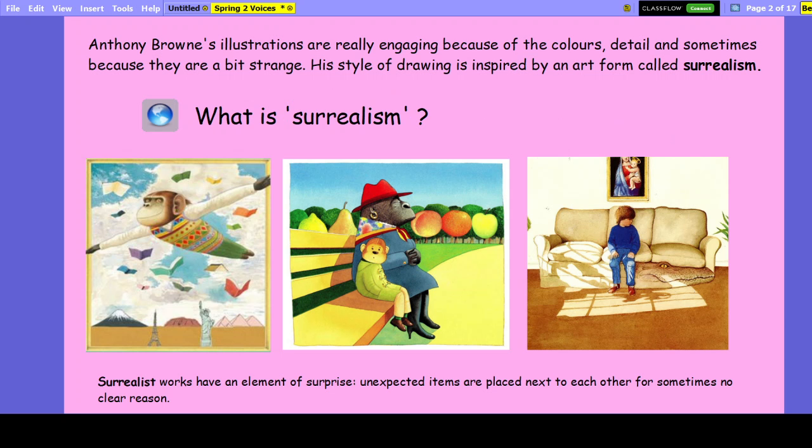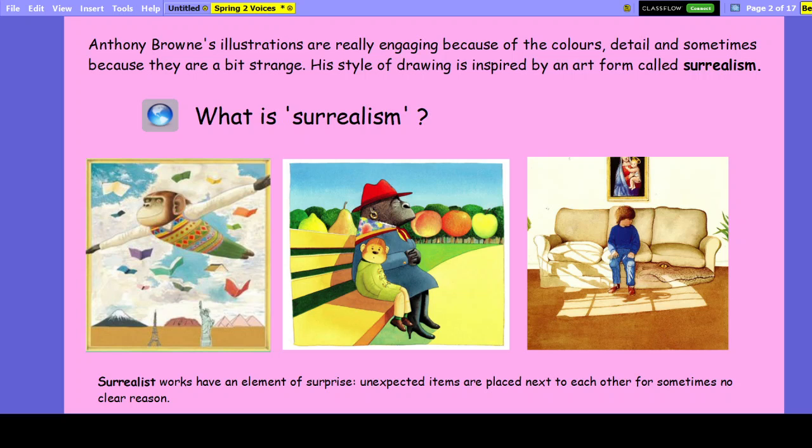So Anthony Browne's illustrations are really engaging for many reasons, because of the colours, the details, and sometimes because they're just a bit strange. His style of drawing is inspired by an art form called surrealism. So, what is surrealism? What I'd like you to do now is pause this video, and just below you will see a link that will do a really great explanation of what surrealism is. So pause the video, click the link below to have a little look at the video from the Tate Modern Museum.